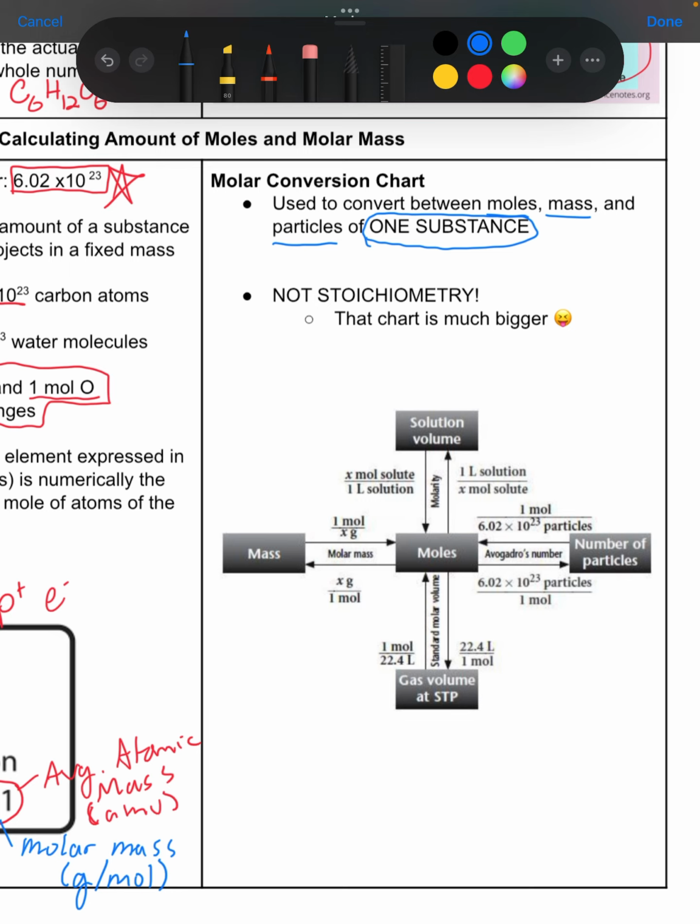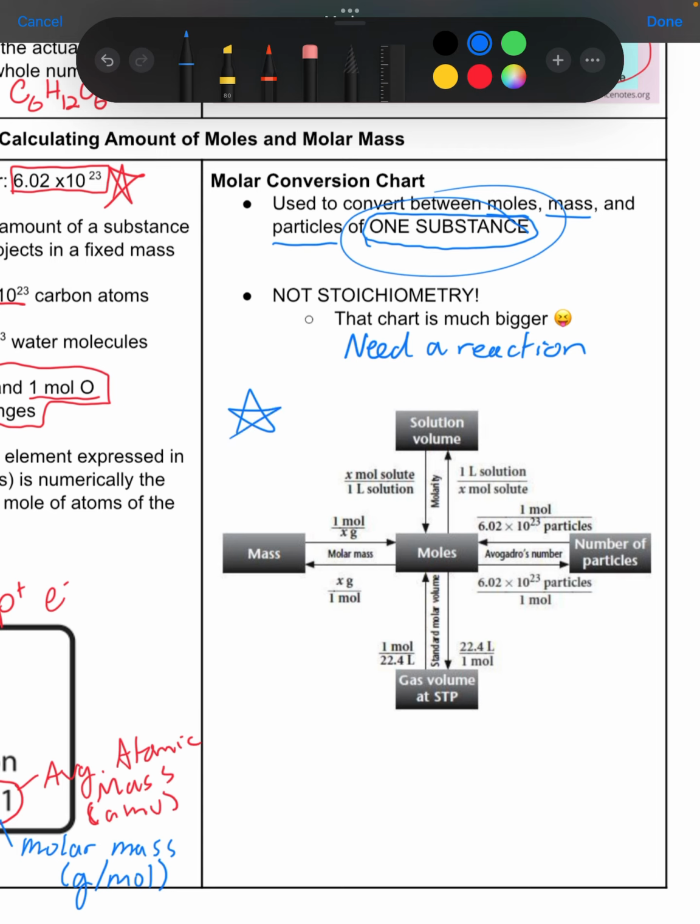When you're doing stoichiometry, that chart is going to be a lot bigger and a lot more complex looking, but B, the most important key is that you need a reaction for stoichiometry specifically. And you need a reaction because you are actually converting between different substances present in a reaction. So once again, if you are trying to convert between moles, mass, and particles of one substance, you are just using this molar conversion chart right here.